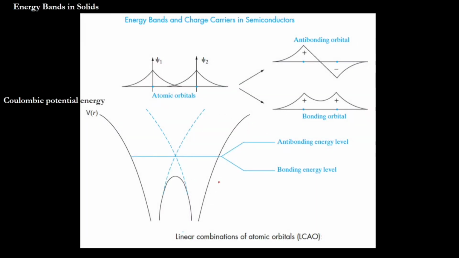I told you there are two types of bonding: one is anti-bonding, one is bonding. And I told you at that time that the energy of the bonding structure is less than the energy of the anti-bonding structure. So look at this. This is a wave function. This is the graphical representation of the 1s orbit of the first atom and the 1s orbit of the second atom. The representation of a 1s orbit is something like this.